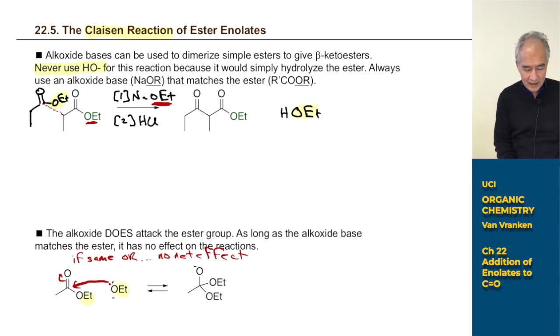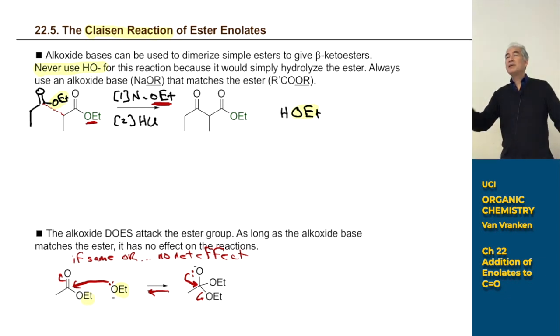So if you're wondering why the ethoxide doesn't attack the carbonyl, that's the wrong question. It does attack the carbonyl. The question is, why does it not make any difference? And the reason is, as soon as you generate this tetrahedral intermediate, one of those groups is going to get pushed out, and they're identical. So it doesn't even matter which one gets pushed out. It's going to take you right back to the starting materials you had at the beginning.